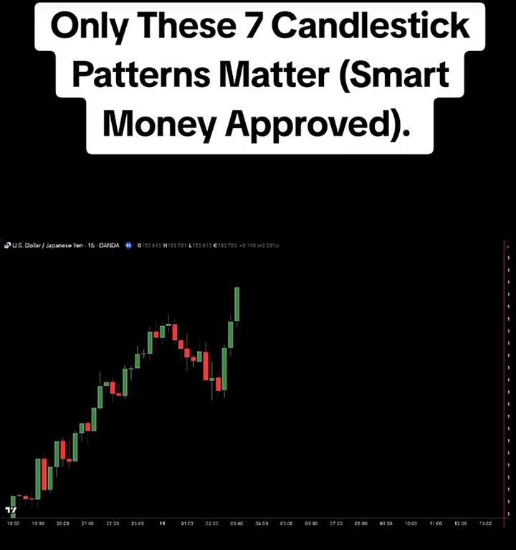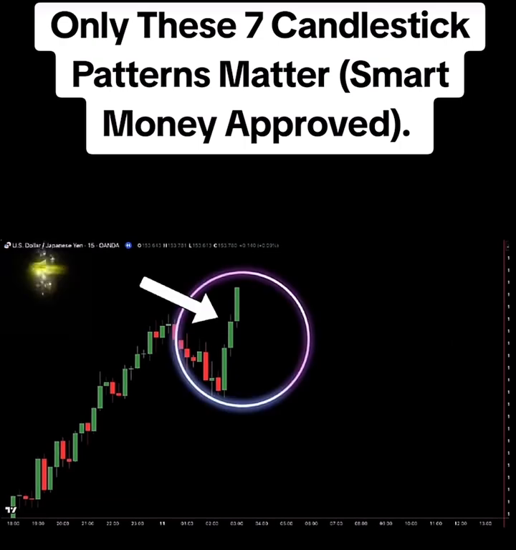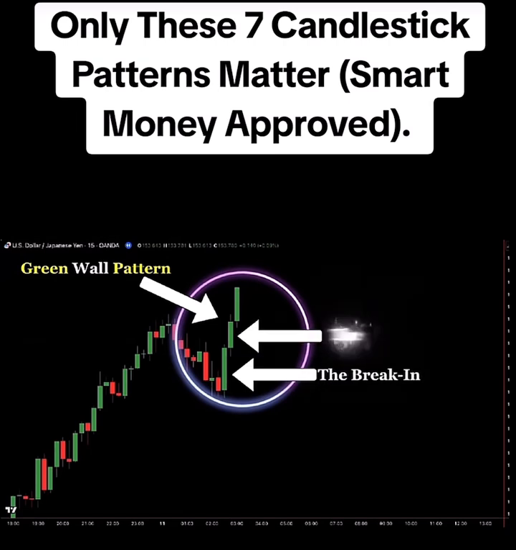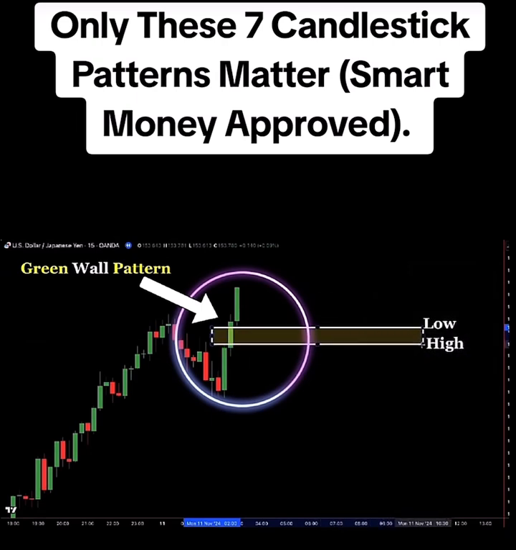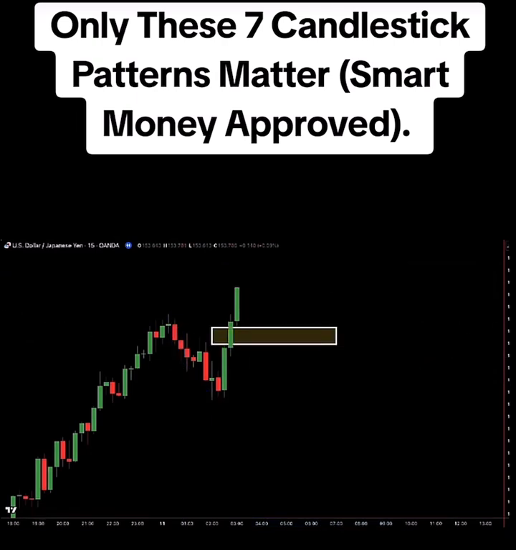Now, let me walk you through a real chart example. As you can see, the market formed a clear green wall. Here's the break-in candle, then the builder, and finally the lockdown. And notice this, the low of the third candle is higher than the high of the first. That confirms it, this is a smart money zone.